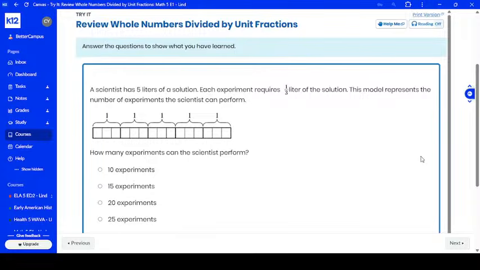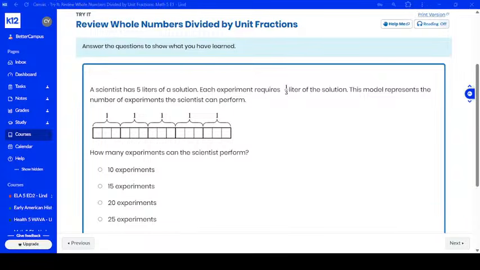A scientist has 5 liters of a solution. Each experiment requires 1/3 of the solution. This model represents the number of experiments the scientist can perform. How many experiments can the scientist perform? Is it A, 10 experiments, B, 15, C, 20, or D, 25? You have 5 seconds to answer. 5, 4, 3, 2, 1. The answer is B, 15.